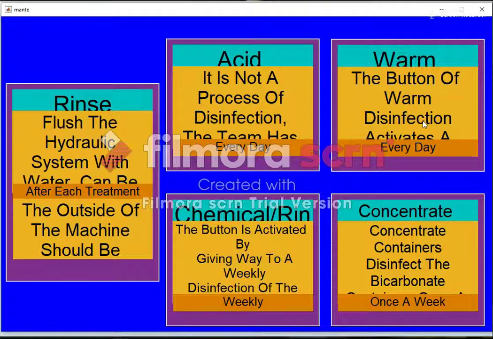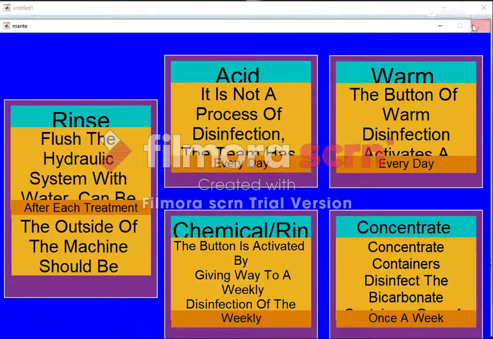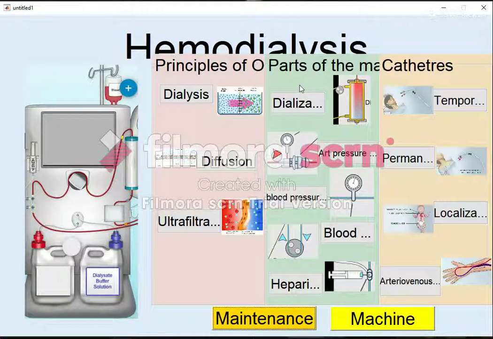Another is weekly, once a week. The idea of this is that the button is activated, giving way to the weekly disinfection of the machine. Another is the concentrate container, disinfecting the bicarbonate. The idea of this is to maintain the hemodialysis machine in optimum, perfect condition so that we can use it for every patient, and this is our simulation of the hemodialysis.